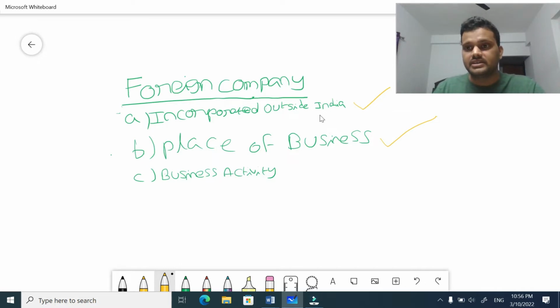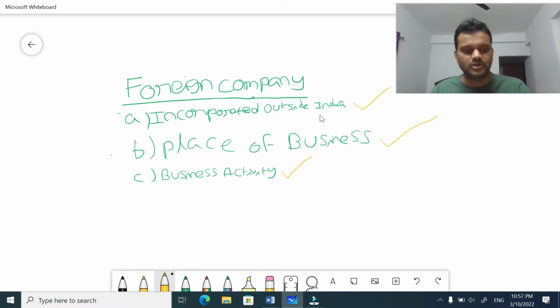It is not just establishing a place of business. They are just establishing the place of business and have not started any business. So what is the use of giving compliance burden to them by including all the provisions of Chapter 22 of this Act? So there should be some business activity conducted by that foreign company. All these are consecutive "and" conditions. You should be incorporated outside India, having a place of business in India, and you should conduct a business activity in India. This is about the foreign company.